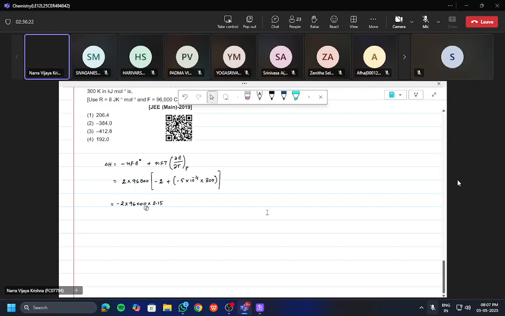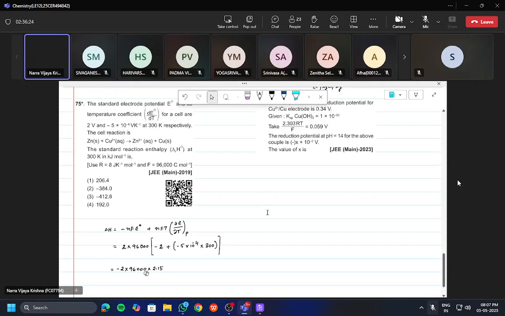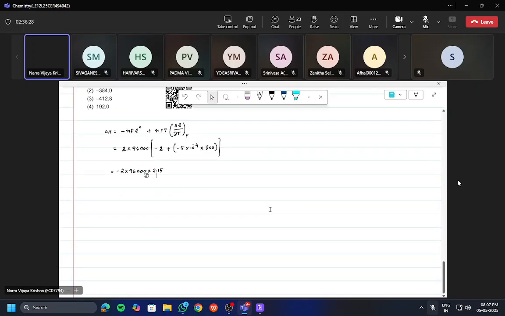Response, sir. You want the answer in kilojoules or joules? Kilojoules. It means I will divide this value by 1000. Then this becomes kilojoules, but this is in joules. I am dividing this by 1000 and I will write the units as kilojoules. Clear, sir? Then this 1000 is gone. Right?